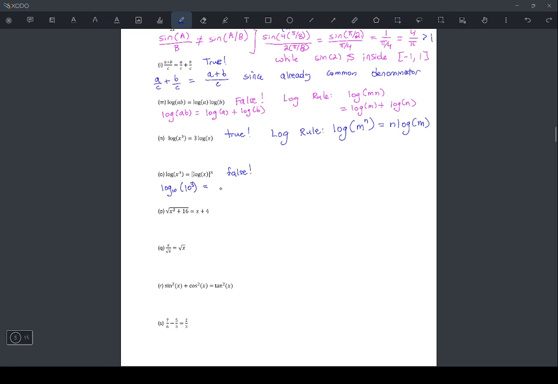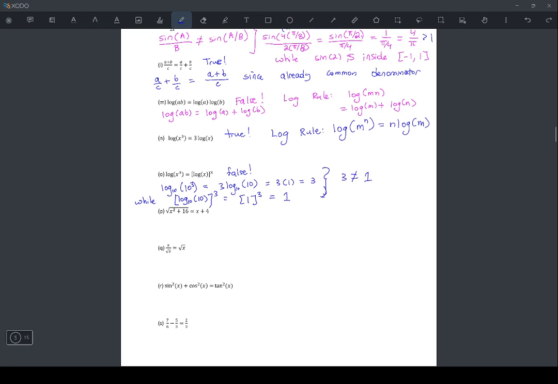That's equal to, using the log rule up above, 3 times log base 10 of 10, which is 3 times 1, which is 3. While, if we look at the other side, log base 10 of 10 to the power of 3 is equal to 1 to the power of 3, which is equal to 1. And 3 is not equal to 1.